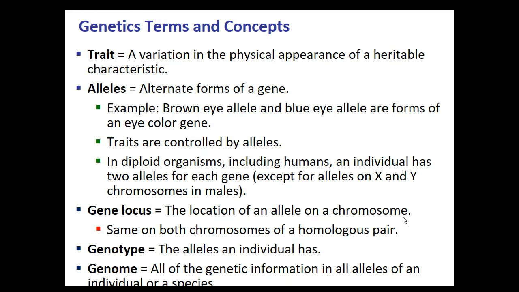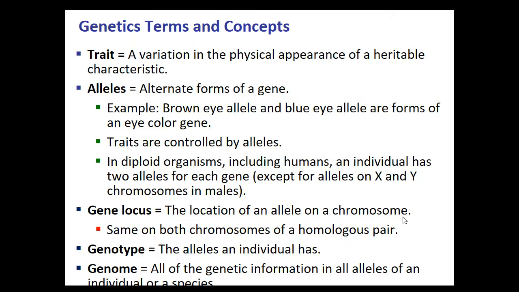This word allele, I don't think we've seen this word before in this class, but alleles are, it says, alternate forms of a gene. So, for example, we have genes for eye color, and so let's say you have two number 1 chromosomes. If the gene for eye color is located here on the number 1 chromosomes, you'll have 2 of them, one on each number 1 chromosome.